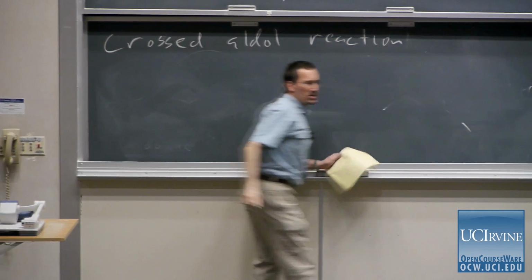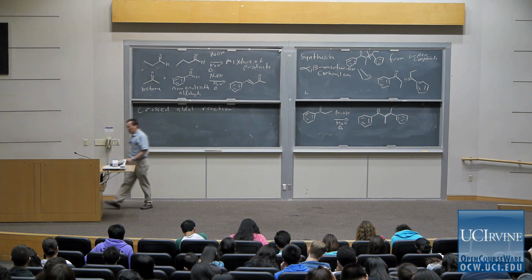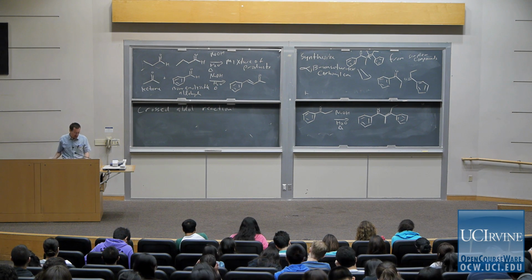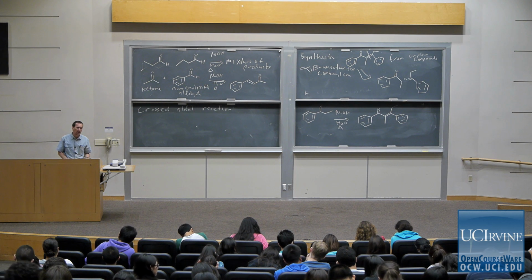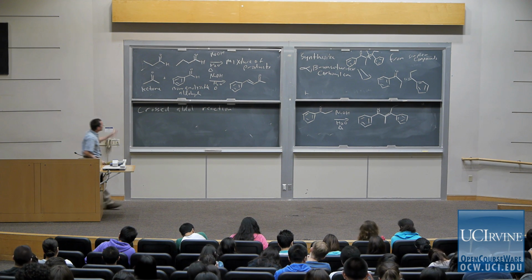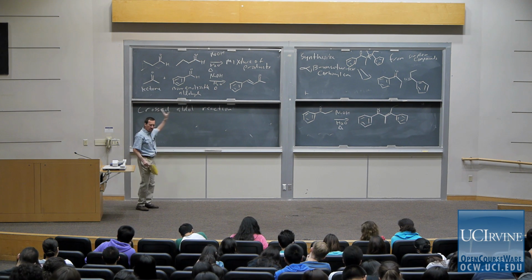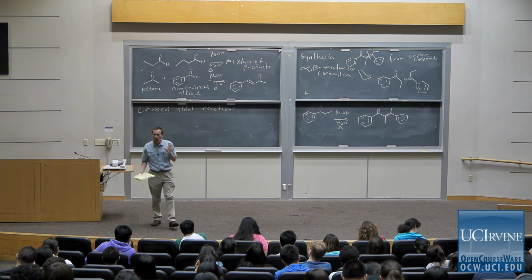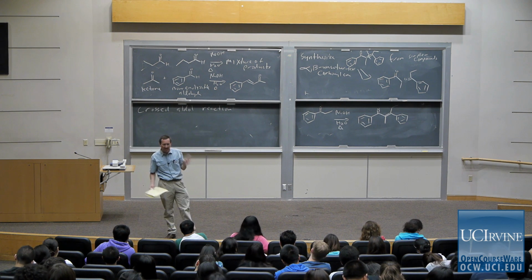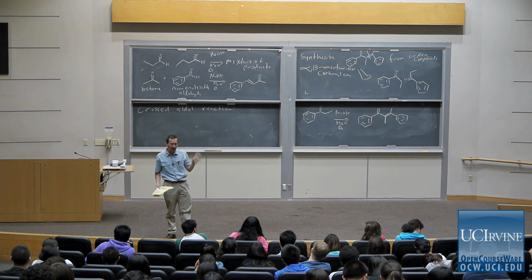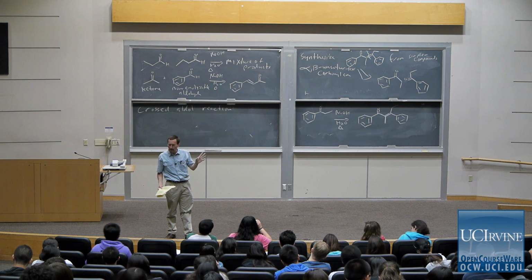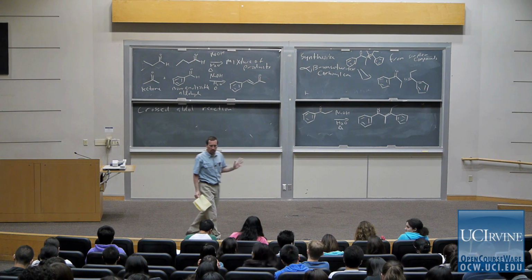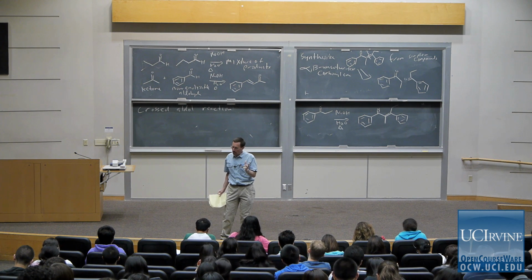By crossed, I just mean that we have two different components. One of them's a ketone that's enolizable. One of them's a non-enolizable aldehyde. And honestly, there's some variation that one can have. For example, you don't have to have a ketone. Anything that you can make an enolate of reasonably well is okay. In general, ketones are good.